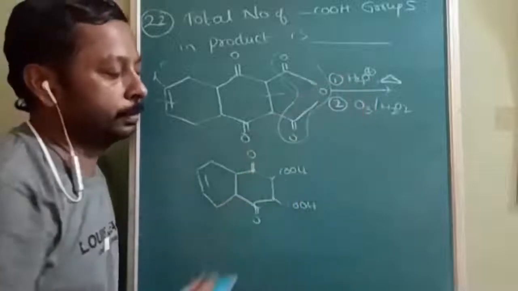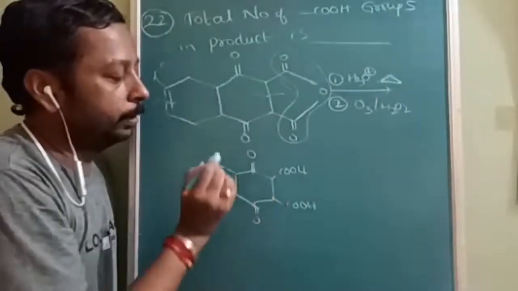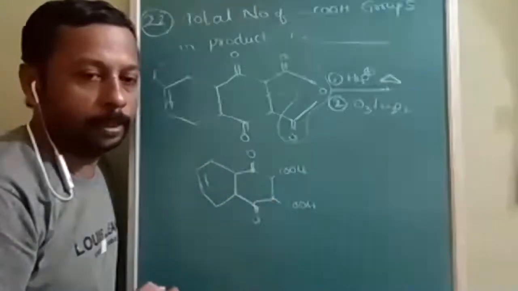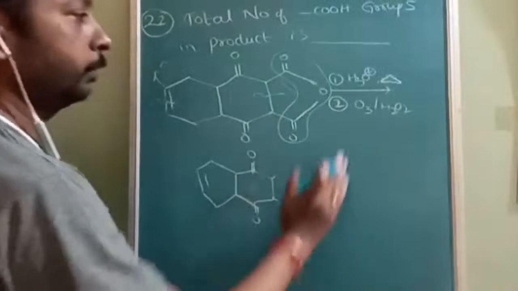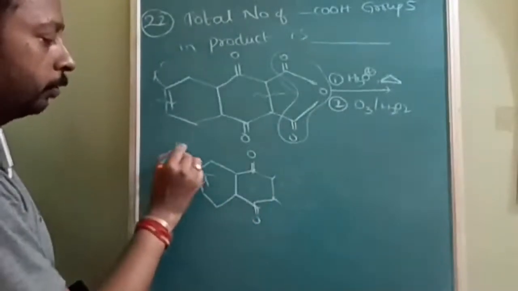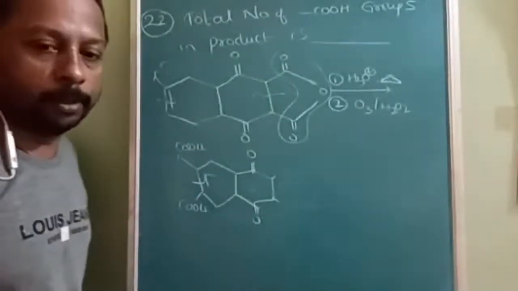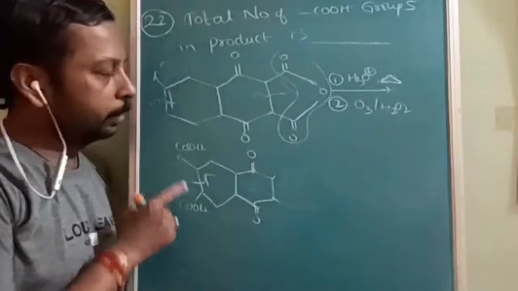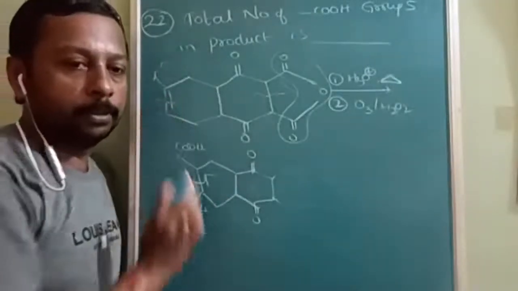This is first. After heating, see, alpha, beta keto. Then what will it do? This part will be eliminated. Then after this, what happens? Ozonolysis. This is going to give you one COOH group, and this is going to give you one COOH group. So the answer will be only two COOH groups, and that will be because of the ozonolysis.